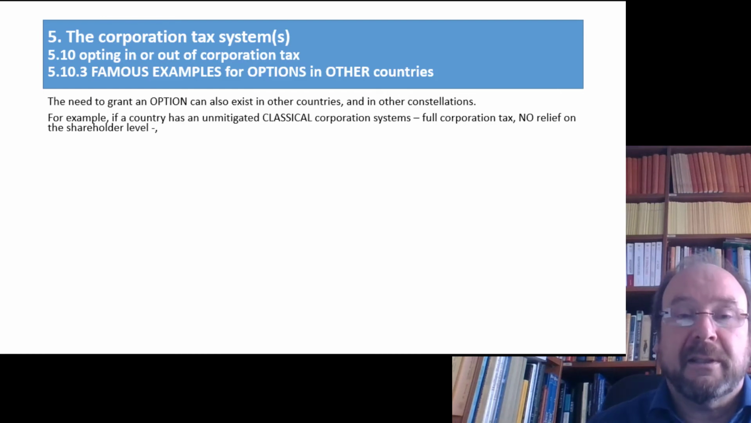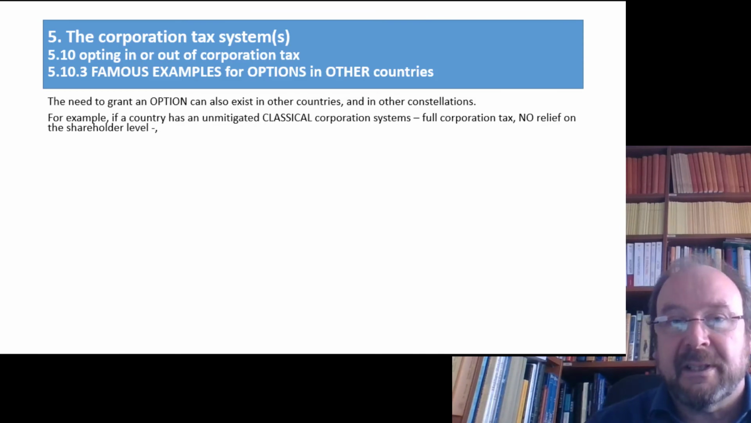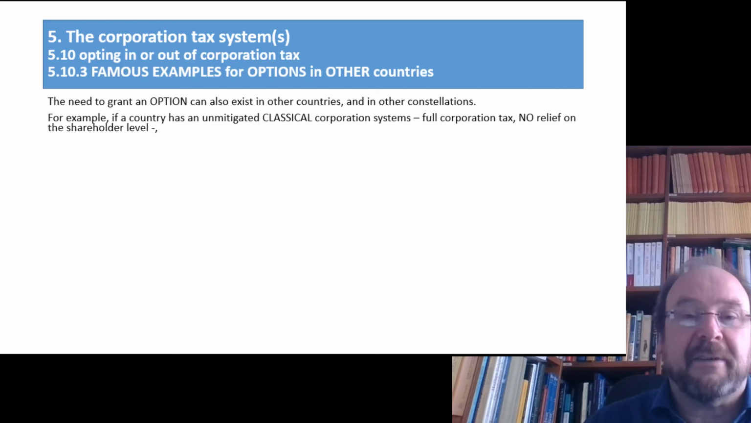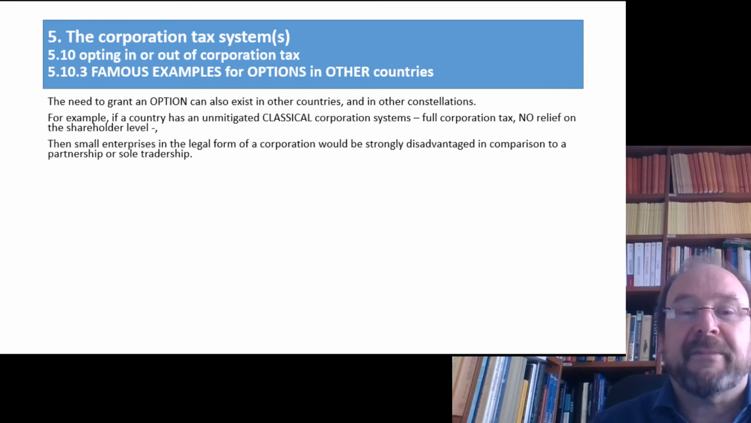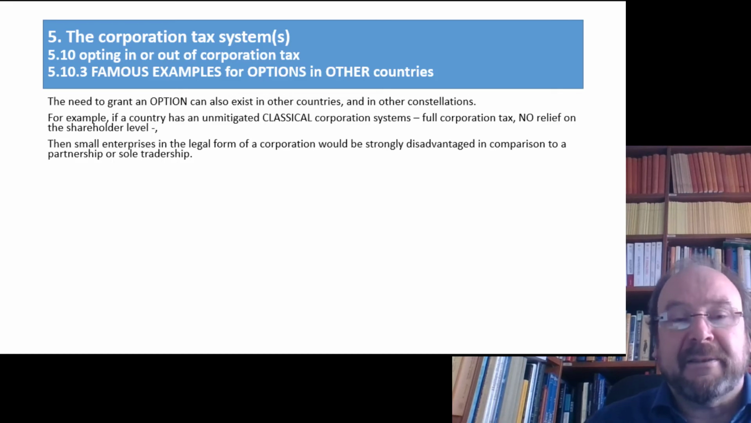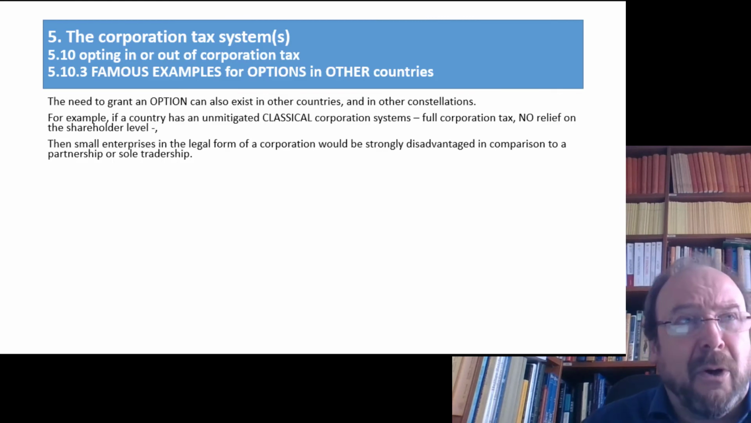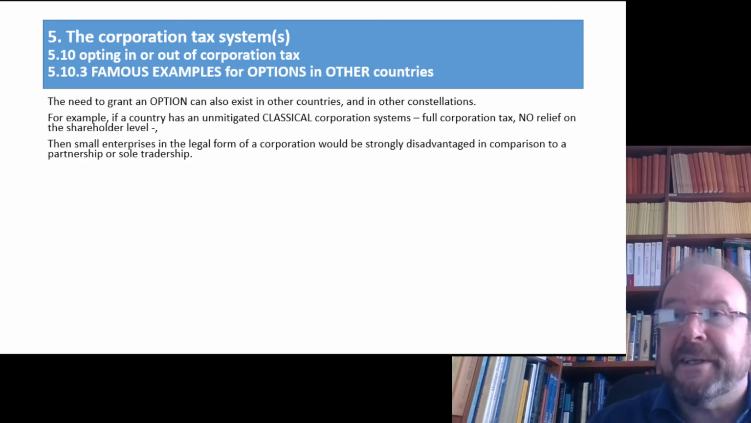For example, if you have a classical corporation tax system, so full corporation tax, no mitigation of the economic double taxation, then naturally here you have the bias to the disadvantage of corporations. If, for example, you have a small enterprise and you run it in the form of a company, and then you withdraw your profits, your tax is always twice as high as the tax of your competitors who work in the form of a partnership. So if you do not want to introduce a really modern corporation tax system where the double taxation is mitigated, then at least you can think about, okay, is it really fair to somebody who has a very small enterprise and has to withdraw the whole annual profit from his enterprise in order to finance his or her living?